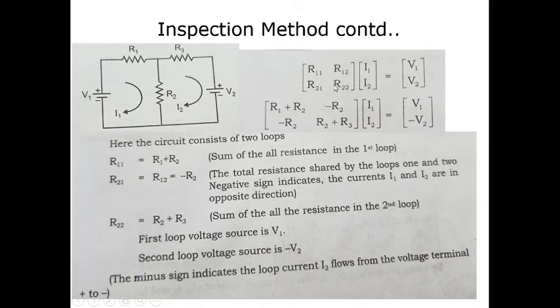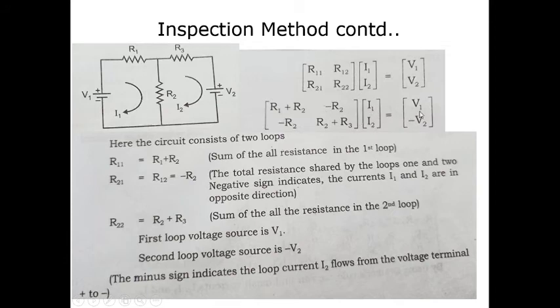Similarly, you can take R22. What is R22? The sum of the resistances in the second loop, so R2 plus R3. Then we can see that R12 is equal to R21. How to take it? Here it is the resistance R2. You can see that from here to here I1 current flows like this, but from here to here the current direction is opposite. So we have to take a minus sign. So this is minus R2. Here also it is minus R2, with I1, I2.